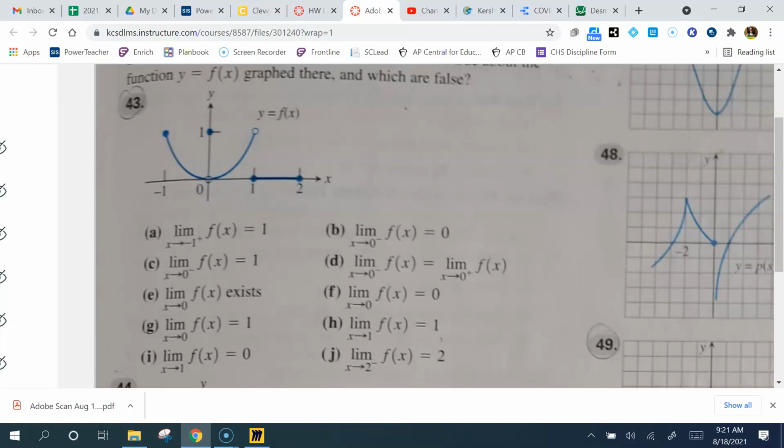At 1, look at 1. One side is approaching 1, the other is approaching 0. So the limit does not exist. Anytime there's a jump discontinuity, it does not exist. That's what we're looking for. Jump discontinuities do not have limits. They have one-sided limits, not the whole limit.